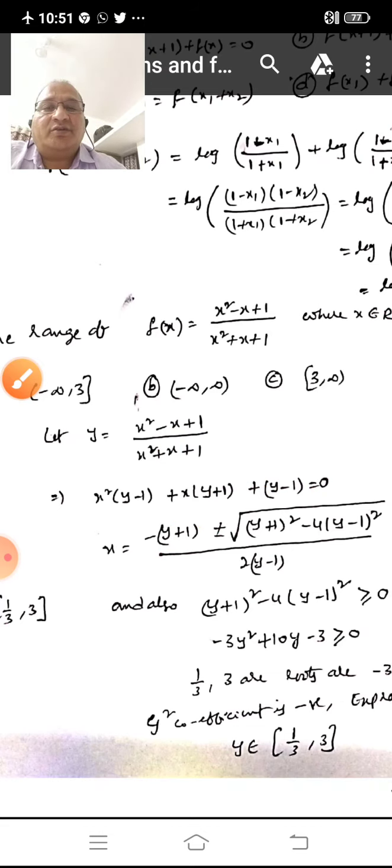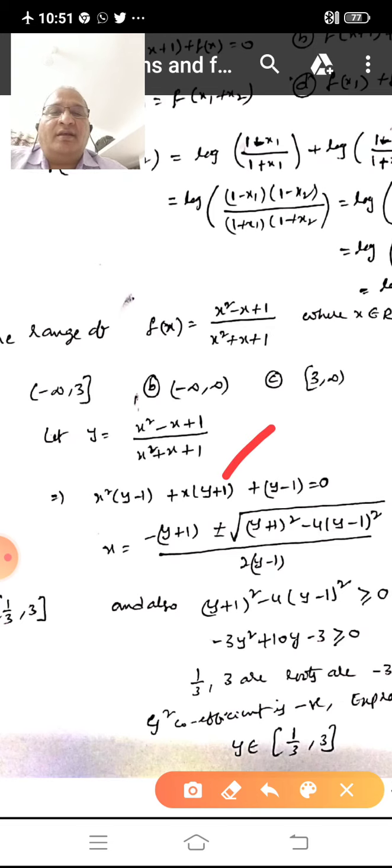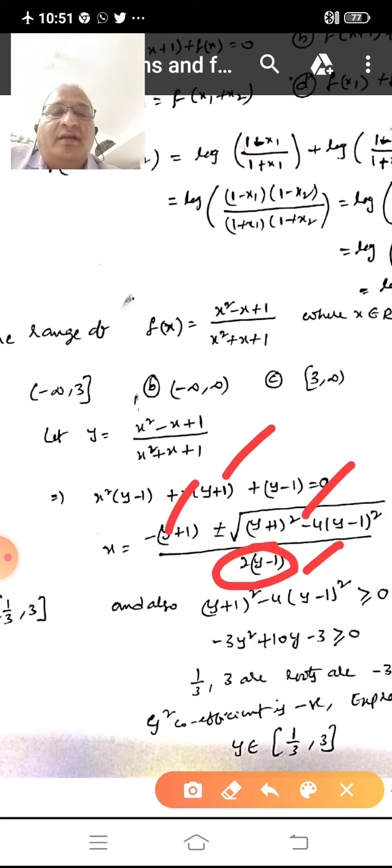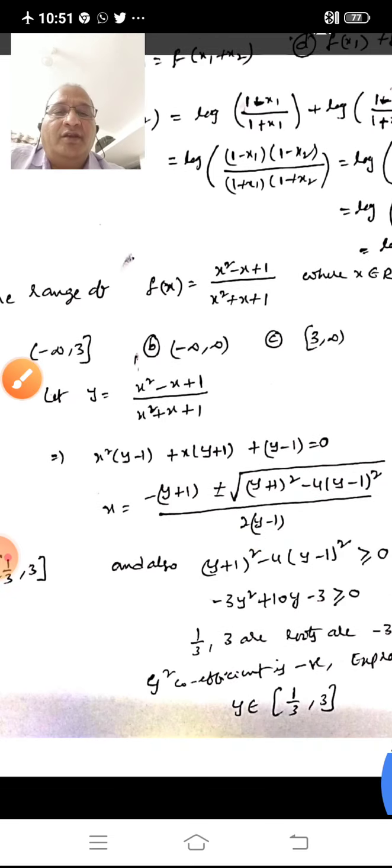Now here, that's why I took this as y, because x is real. It is a quadratic equation in x, so I applied the formula x equals minus b plus or minus square root of b square minus 4ac, by 2a. Now this is definable, y is not equal to 1 because in the denominator x value is not defined. At the same time, the under root value must also be positive. If you take the expansion of that one, you will get like this.